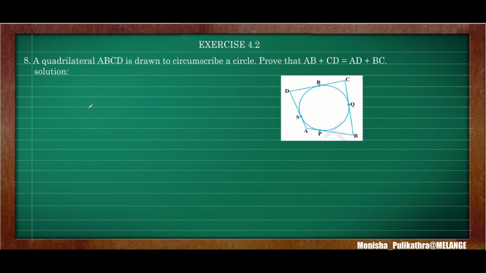Moving on to question number 8 of exercise 4.2. Exercise 4.2's 8th question states that a quadrilateral ABCD, in the figure you can see that ABCD is a quadrilateral, is drawn to circumscribe a circle.